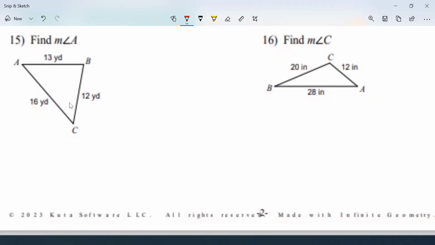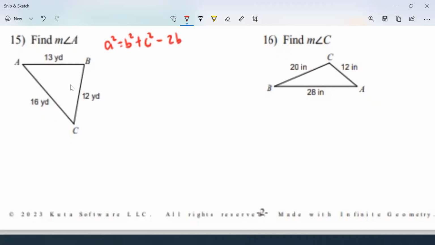I don't have an angle given, but I'm solving for angle A. So I'm going to use the formula that finishes with angle A. So I'm going to write A squared is equal to B squared plus C squared minus 2 times B times C times cosine of angle A.